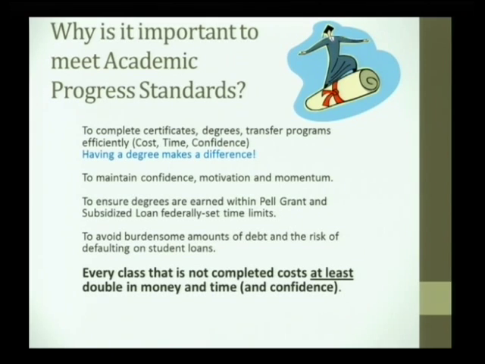Every time you don't complete a class, it costs you at least twice in money and time. It costs you more than twice in money, because if you're having to take a class again, you're not only having to pay for it again, but you're having to pay for the time that it's taken to do it again. So it's costly, and I think that it also costs people in confidence. Maybe not the first time, but as you go on and aren't completing, people start feeling like, I'm not sure I'm supposed to be here.